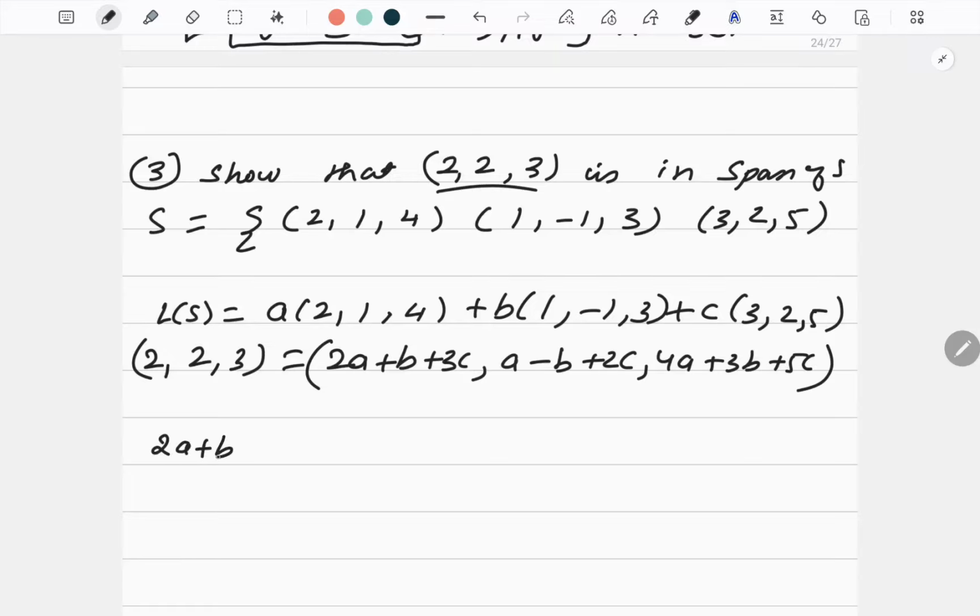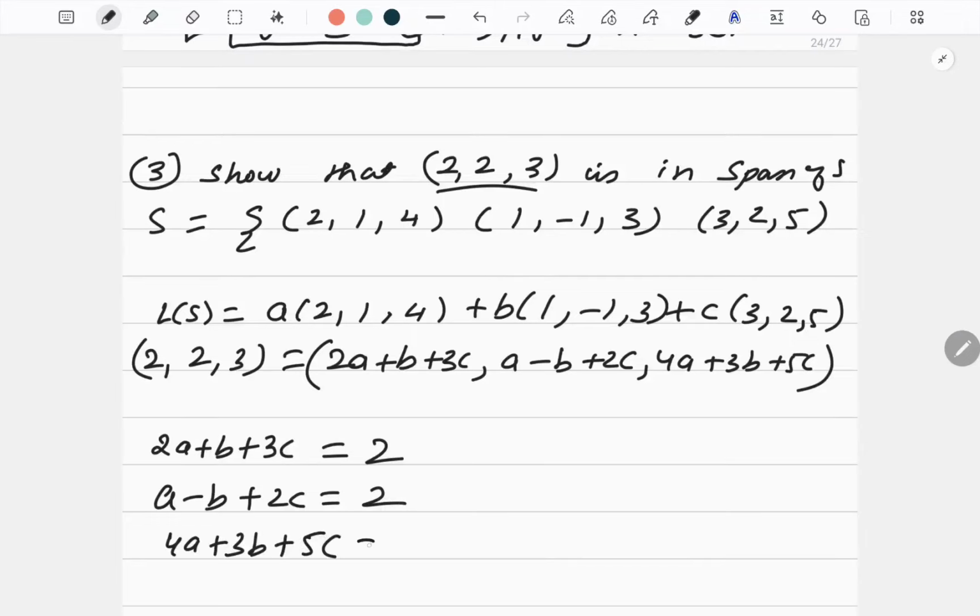So 2A plus B plus 3C is equal to 2. A minus B plus 2C is equal to 2. 4A plus 3B plus 5C is equal to 3. Now what you do? Take out your calculator and solve these three equations. Okay, pause the video, take out your calculator, just don't write down the answer and solve it yourself. You will observe A is equal to 1 by 2, B is equal to minus 1 by 2 and C is equal to 1 by 2.